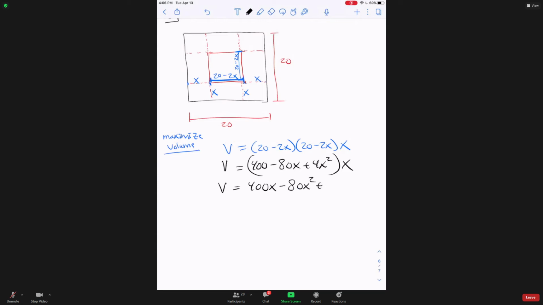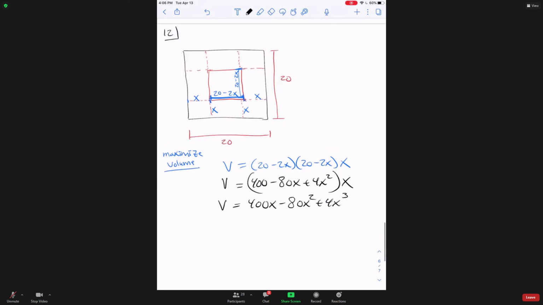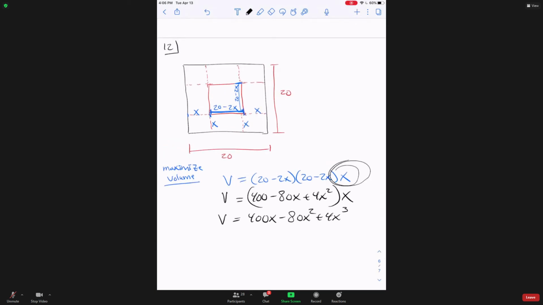Professor, why is there an extra X multiplying on the side? I'm just a little confused by that. This X right here? Yeah, is that for the height? Yeah, that's the height. So this is the width, length, which is the same because there's a square base. And then that's the height. Okay, thank you.